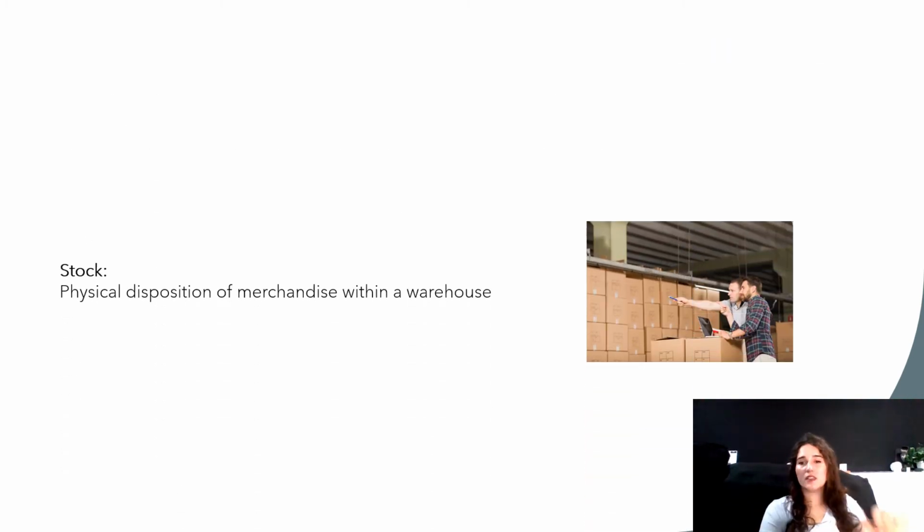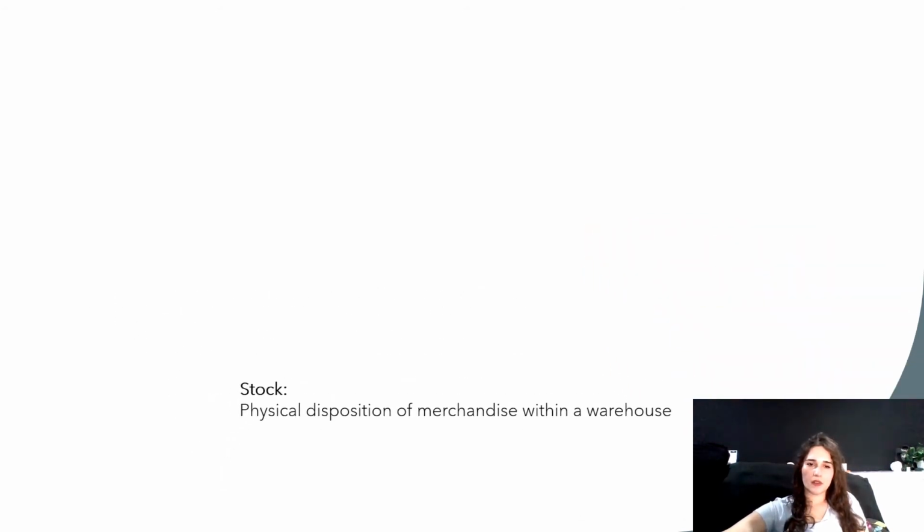Then we have stock. This is something very different from storing. Stock is the physical disposition of merchandise within a warehouse. This is the quantity of things that we have available to sell or to use in case we're going to manufacture something. But this is the quantity. How many products do we have in stock? We're going to discuss what inventory is and many other words, but we have to remember that every word is different and refers to something different as well.